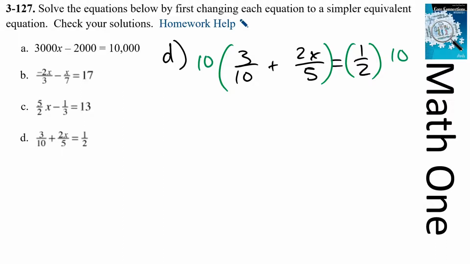And you know, I've got to hit all the terms with it. So on this left side, there are 2 terms. I've got to multiply that by 10 and that by 10. I didn't point this out before. And over on the right hand side, there's just the 1 term.